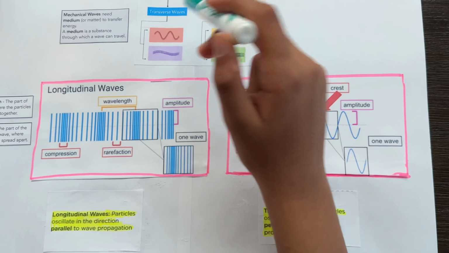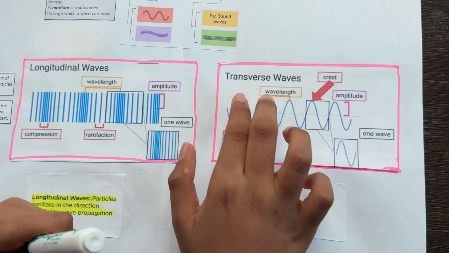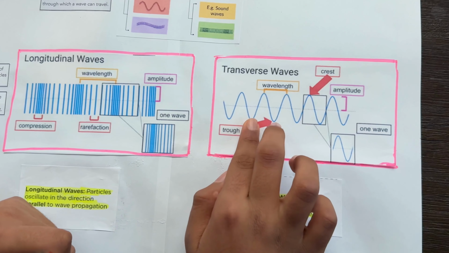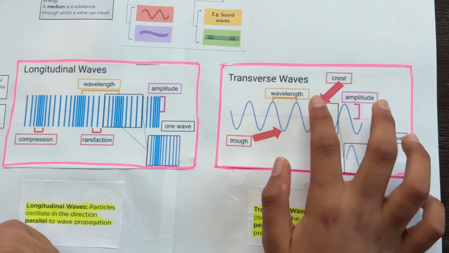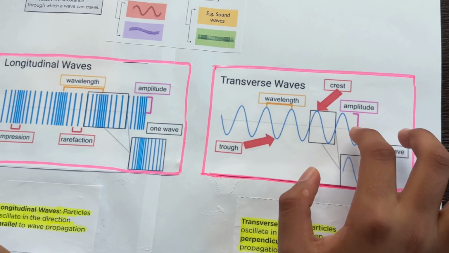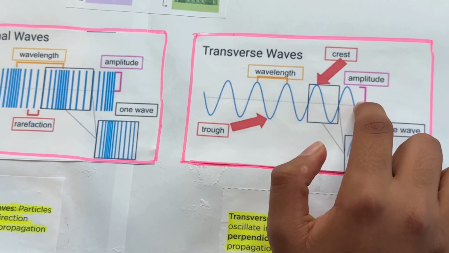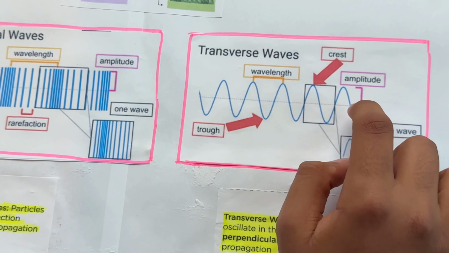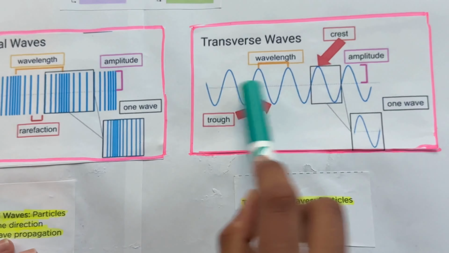First, let's move to transverse waves. This is how a transverse wave moves. The wavelength is the same on each side. You can easily see the crest and the trough. This entire part represents one wave, and you can even calculate the amplitude, which is the distance between the origin point and the crest, or between the origin point and the trough. They're perpendicular to this origin.